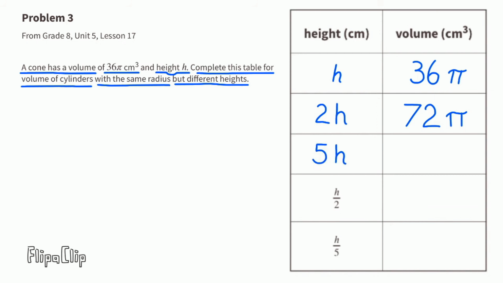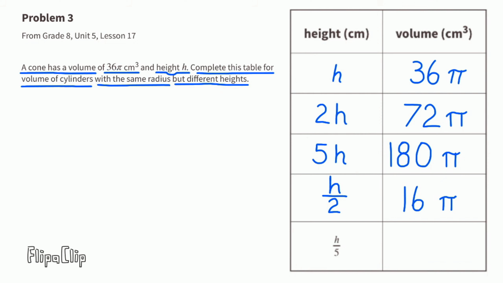For the next one, it's 5 times h. So we need to multiply 36 times 5 times pi. When the height is 5h, the volume is 180 times pi centimeters cubed. The next one is h over 2. That means the height divided by 2. Since we're dividing the height by 2, we have to divide the volume by 2. 36 divided by 2 is 16. So when the height is h over 2, the volume is 16 times pi centimeters cubed.